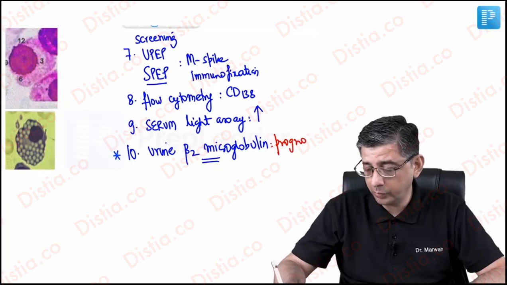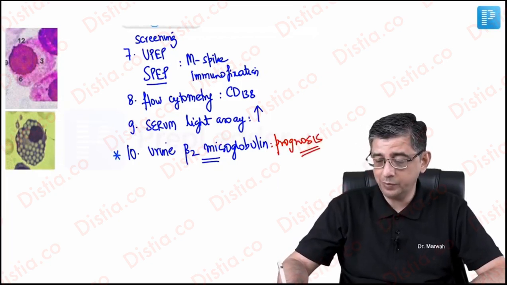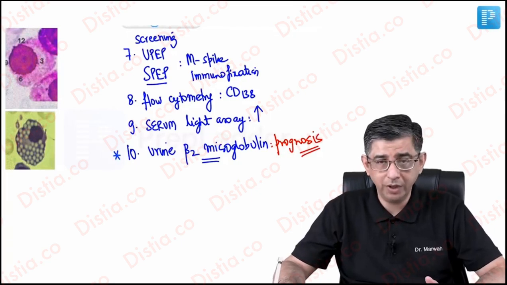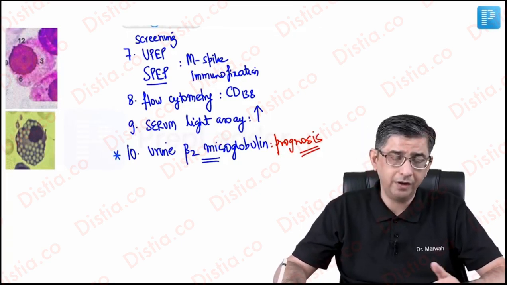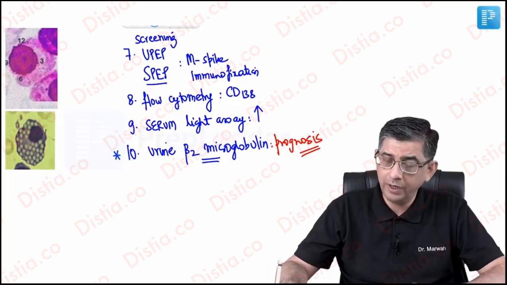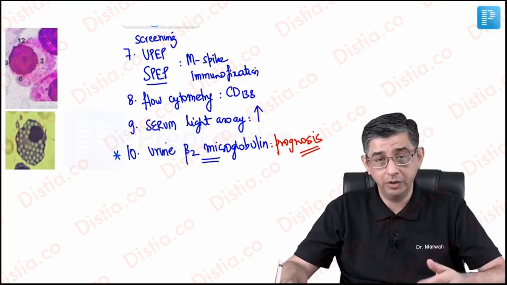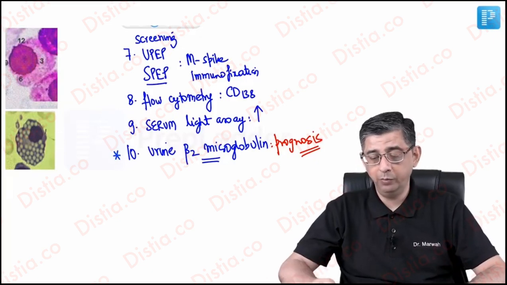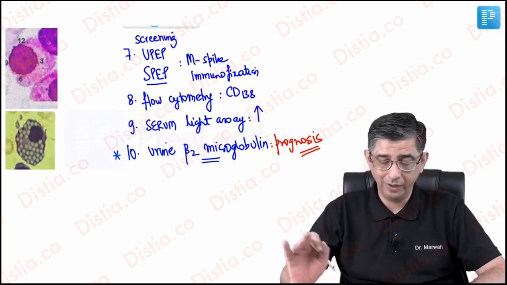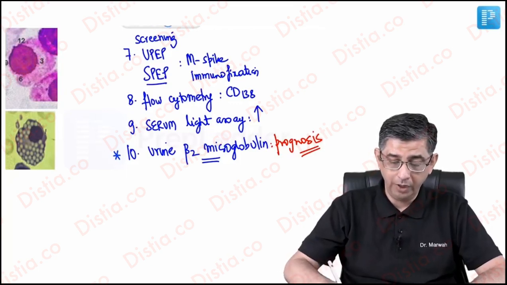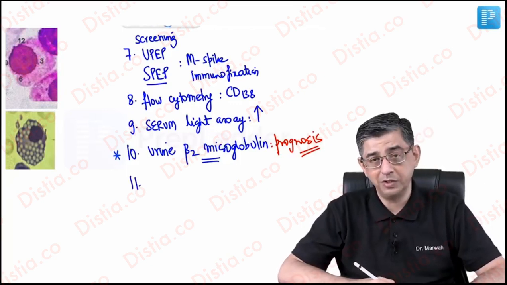We will also talk about the prognostic index that is being used at the moment. We don't use Salmon-Durie at the moment. As you would be aware, we use the International Prognostic Score. There are online calculators for that. So I'm going to talk about that score subsequently. But at the moment, I just included this point. Beta-2 microglobulin in the urine would help you determine the prognosis of these patients.